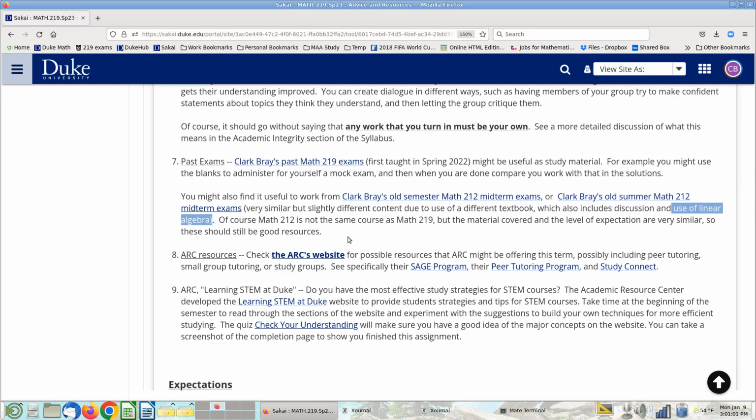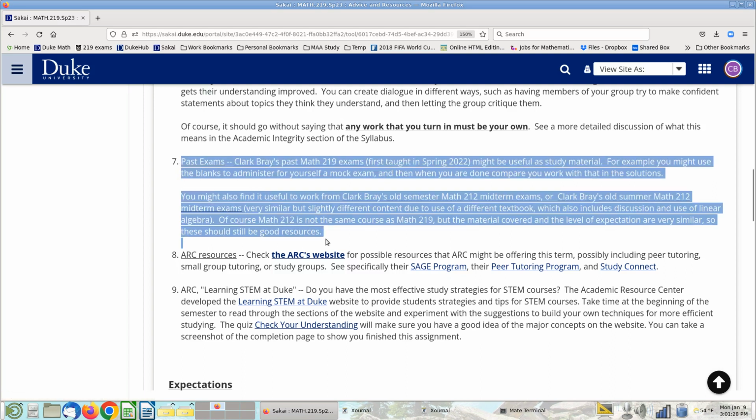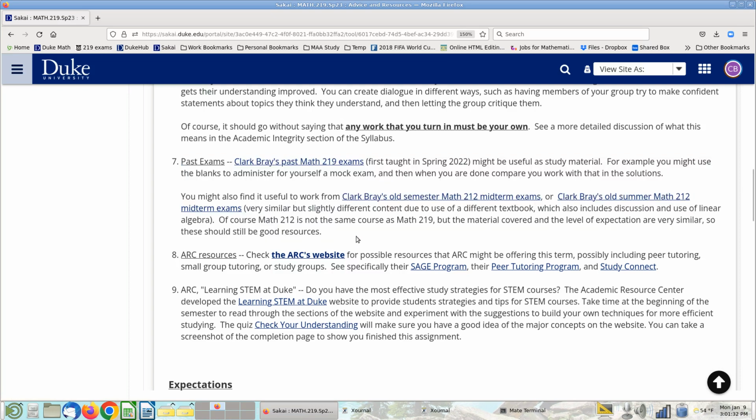So, in fact, these old summer Math 212 exams, because they take that linear algebra point of view, at least to some extent, might actually be closer to Math 219 than the semester midterm exams. But they're all useful. They're all a little bit different. And of course, my 219 exams themselves are also all a little bit different. So all of this stuff is good practice material, and I hope you'll make a lot of use of it.